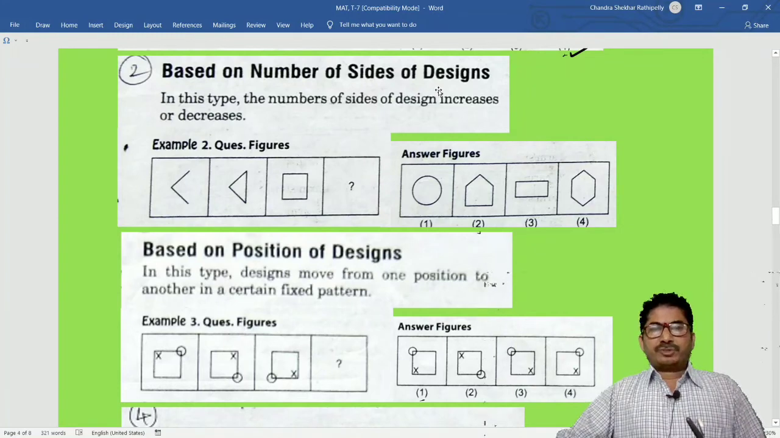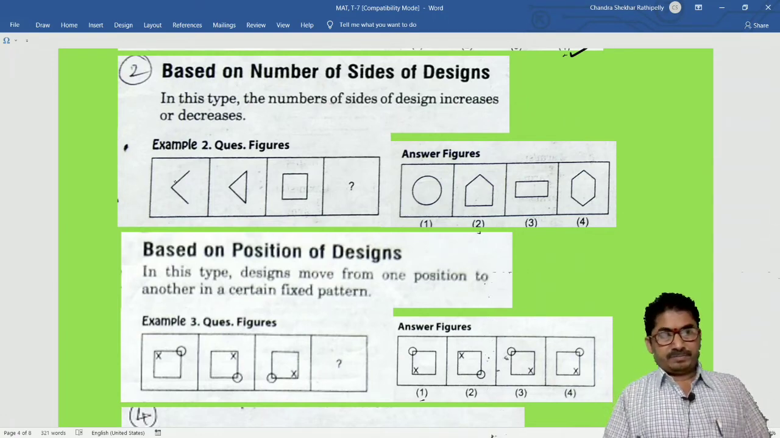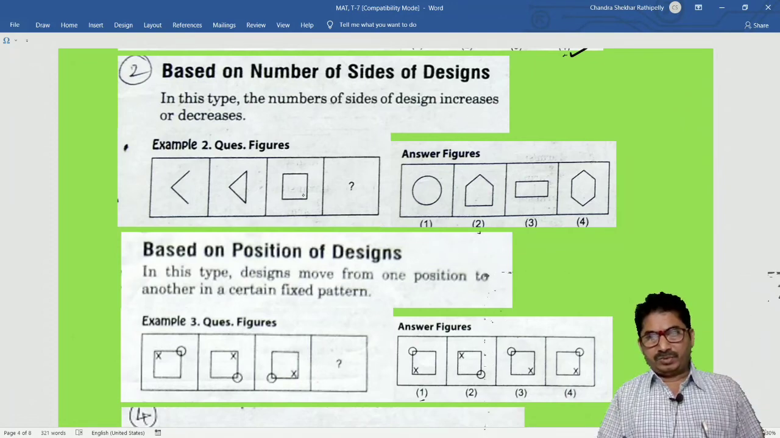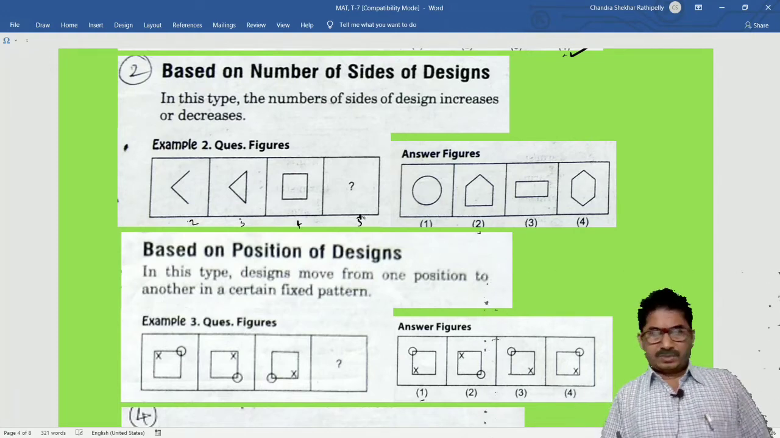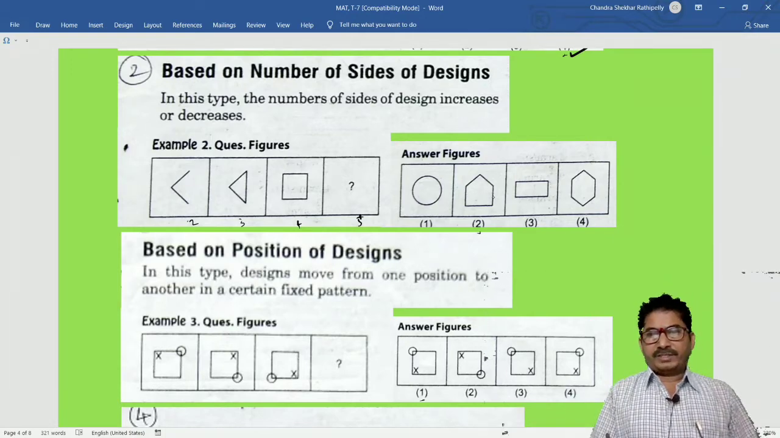Based on number of sides of designs. In this type, the number of sides of the design increases or decreases. In the first figure, two sides, three sides, four sides. Next to that, how many sides will come? Here two, three, four, five. Five sides. A five-sided figure comes. So this is correct.